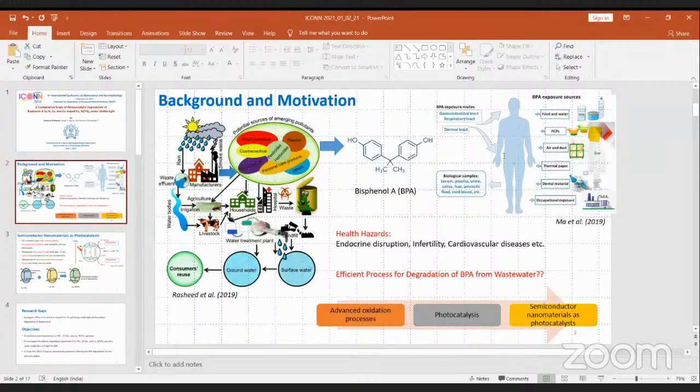So BPA finds its primary route to the environment by leaching out from the final product containers or during the manufacturing process. Once it reaches the wastewater treatment plant, our conventional treatment technologies are inefficient for the removal of this type of pollutant. So here comes the importance of advanced oxidation process based on photocatalysis, where semiconductor nanomaterials have been used as the photocatalyst.